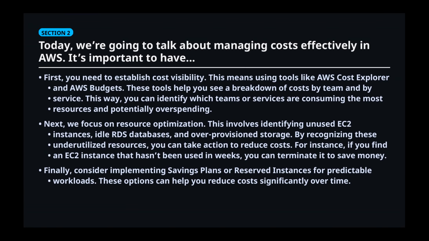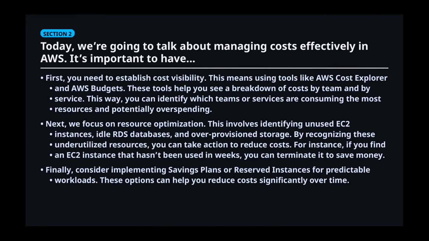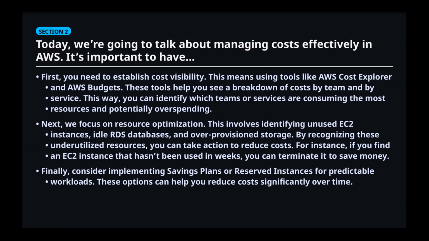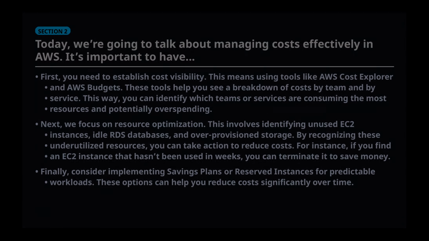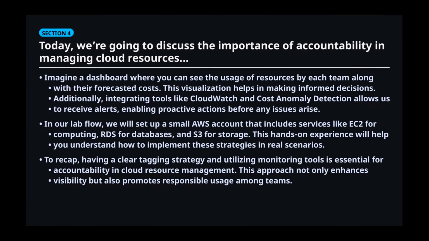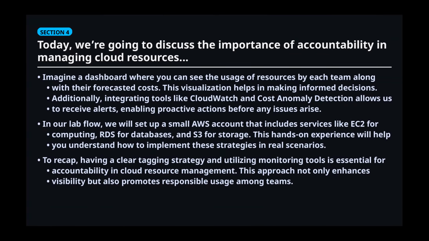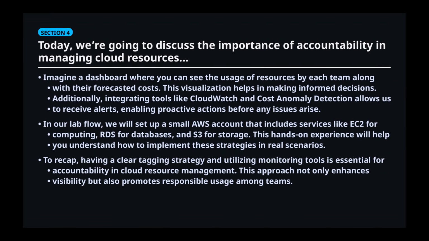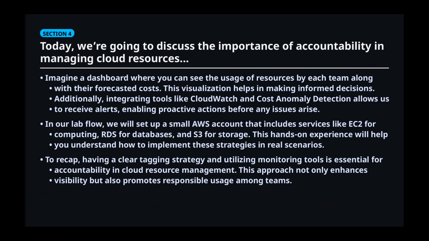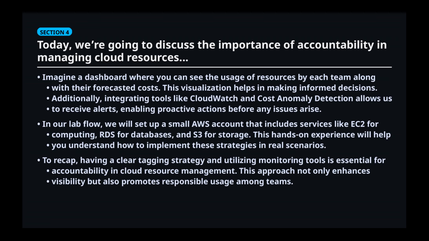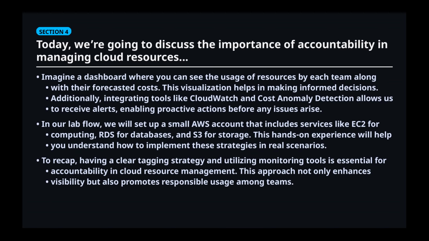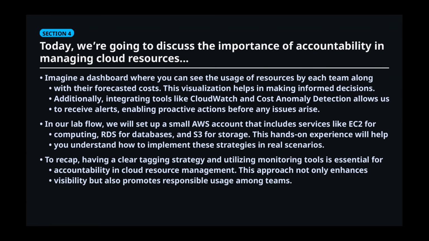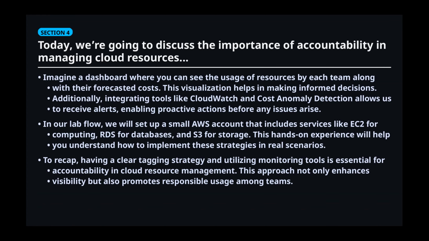In summary, by establishing cost visibility and optimizing resources, you can manage your AWS expenses more effectively. Imagine a dashboard where you can see the usage of resources by each team, along with their forecasted costs. This visualization helps in making informed decisions. Additionally, integrating tools like CloudWatch and cost anomaly detection allows us to receive alerts, enabling proactive actions before any issues arise.